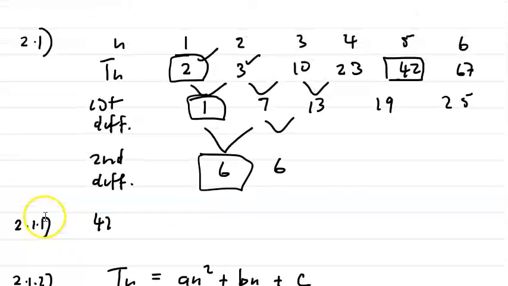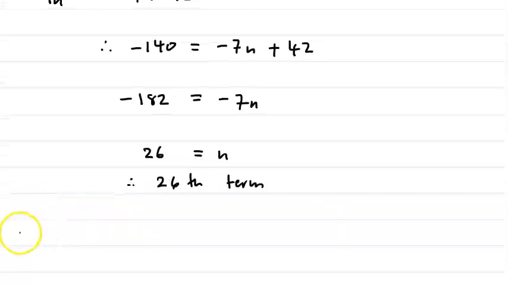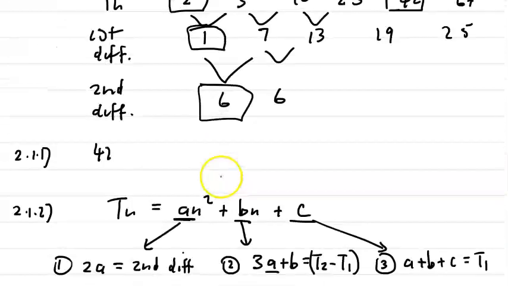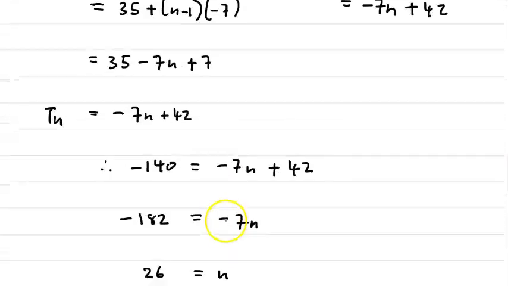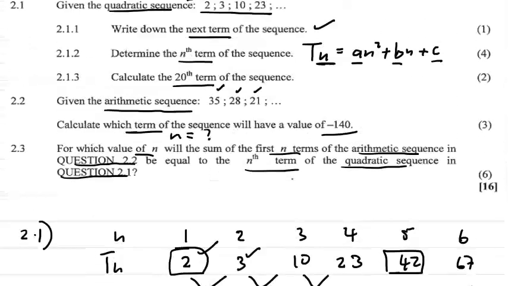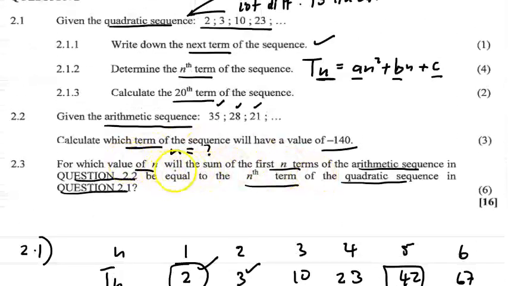So therefore, for this question, which is 2.3, let's write down the nth term of the quadratic sequence. The nth term of the quadratic sequence is 3n squared minus 8n plus 7, and we wrote it here. Now what we want to find is the sum of the first n terms of the arithmetic sequence in question 2.2.